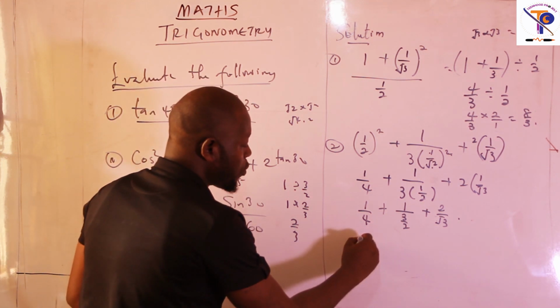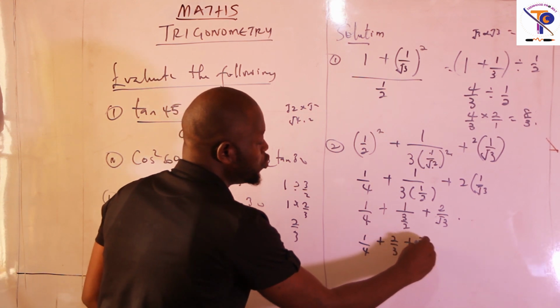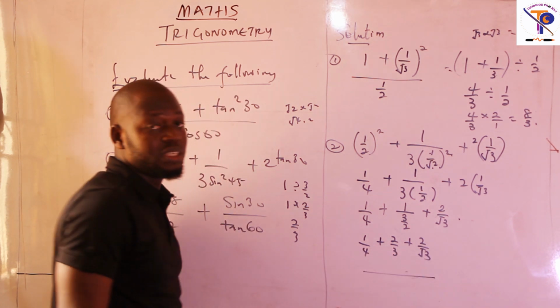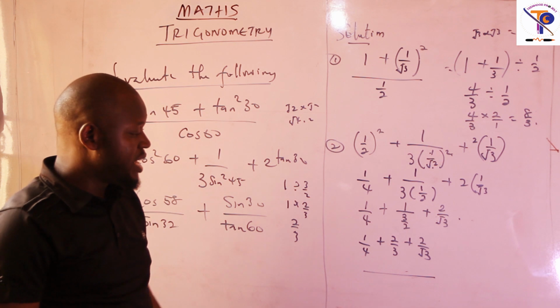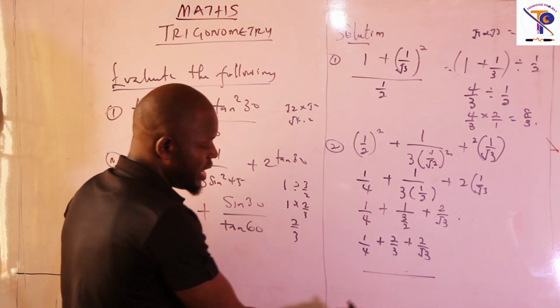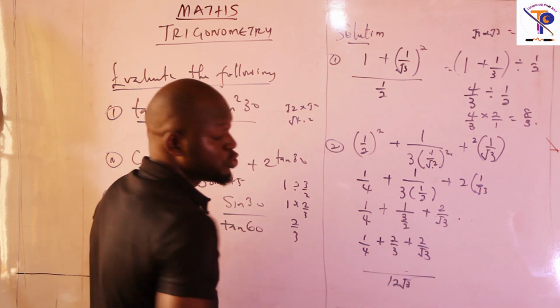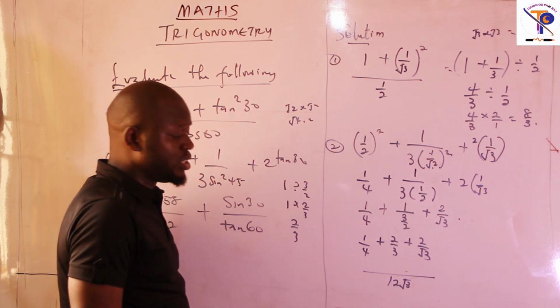So we have 1 over 4 plus 2 over 3 plus 2 over root 3. Naturally, these are fractions, and what do we do to fractions? We find the LCM. So finding the LCM of this, so we have 4 here, then 3, then root 3, that is 12 root 3. 12 root 3. So 4 in 12 root 3, that is 3 root 3.